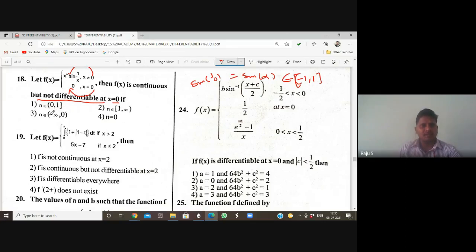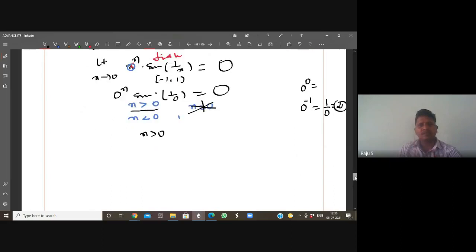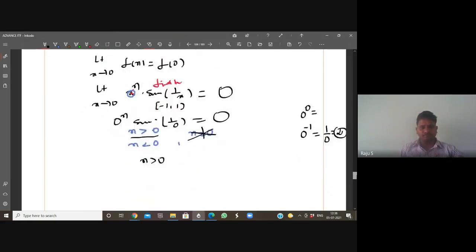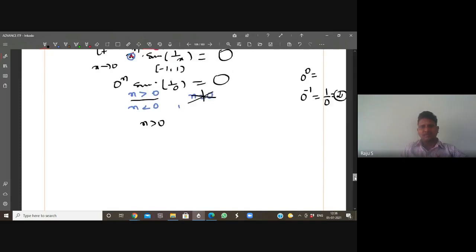But n greater than 0 means this is wrong, this is wrong. The answer might be the first option or the second option. What is the correct option? The 18th one? Option one. See, we can't say with the help of continuity alone, directly. What shall we do here? We can use differentiation, because clearly it is given that it is not differentiable. Okay, I'm going to apply the differentiation.